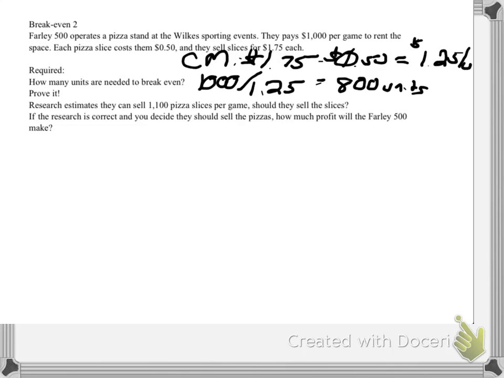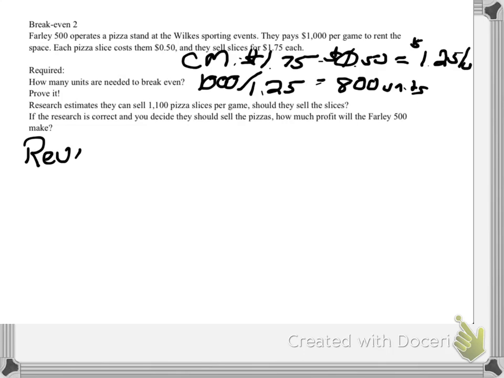The second part says prove it. Well, this is where you need to rely on your knowledge of some of the accounting. It's not quite an income statement, but it's a proof, and you're going to prove that you have no income. So you're going to take your revenue minus expenses, just in a slightly different terminology.